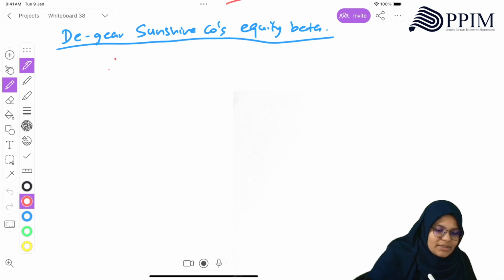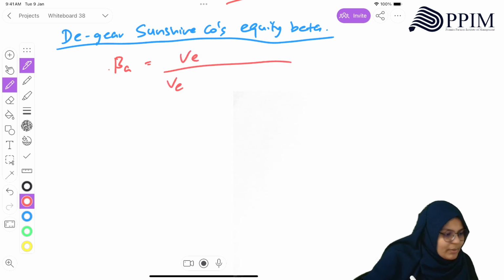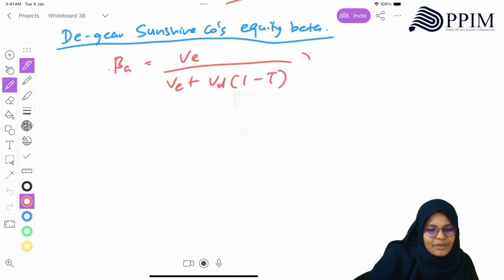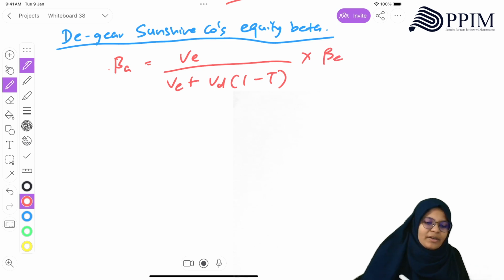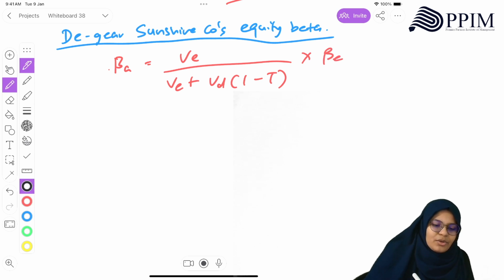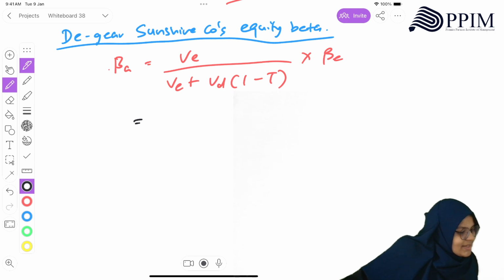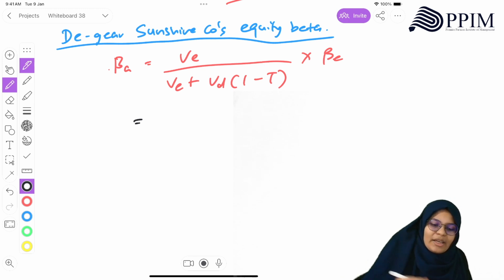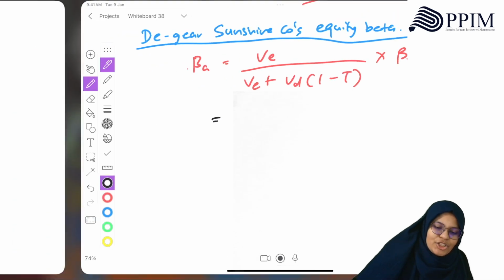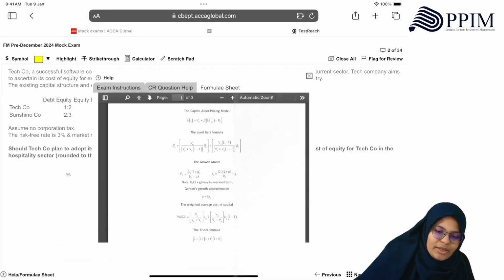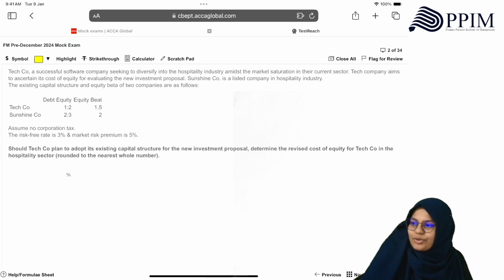So the equation is this: beta asset equals the value of equity over value of equity plus value of debt times 1 minus t into beta equity, right? Fine. So if you look at Sunshine, their equity debt ratio was 2:3. Okay, so that's what we need to use. Value of equity, value of debt, you can use the ratios. So 2:3 and equity beta was 2.